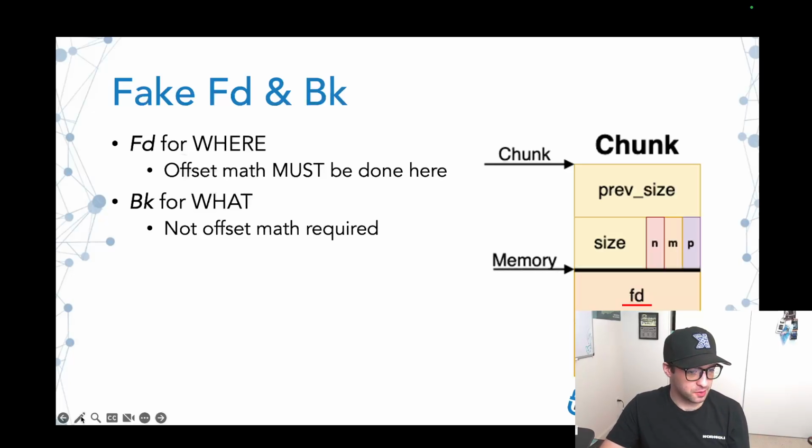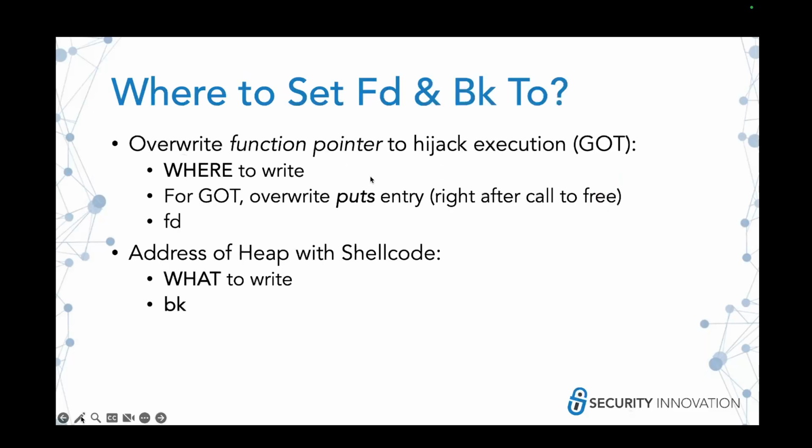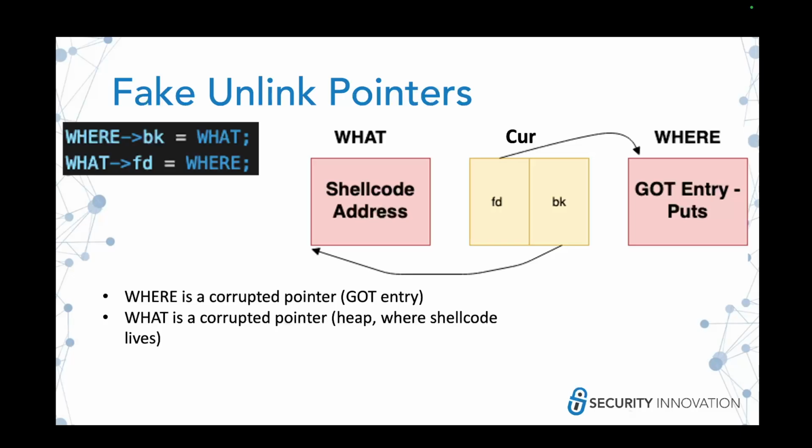I'll turn off my camera so we can see that image briefly. So remember, the FD is the where and the BK is the what that we're going to write. We're going to use the GOT entry of puts for the where and the address of the shellcode for the what. That's going to be FD and BK accordingly. When we set this up, to make it easier to read, we're going to set this to where and what. The where is going to be the GOT entry for puts. The what is going to be the shellcode. You guys have seen this diagram a million times at this point, but I still think it's worth hammering home.